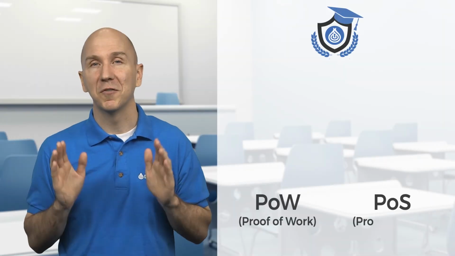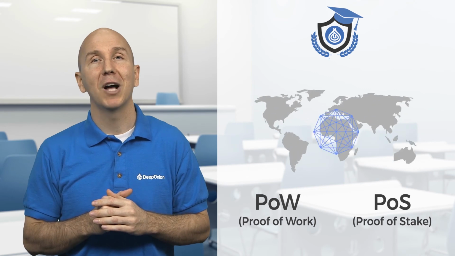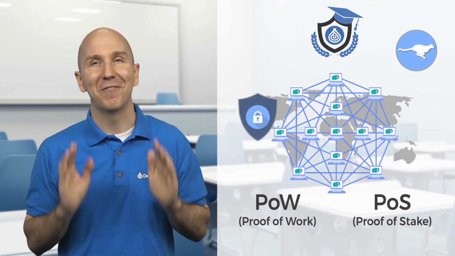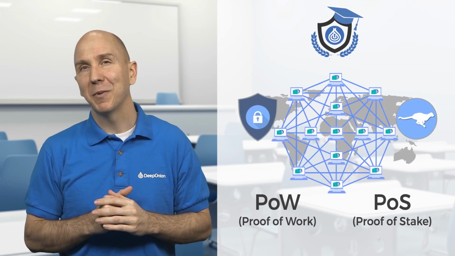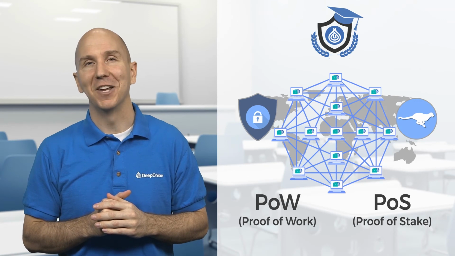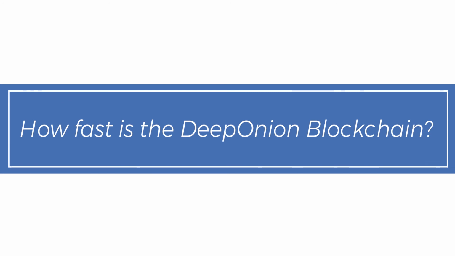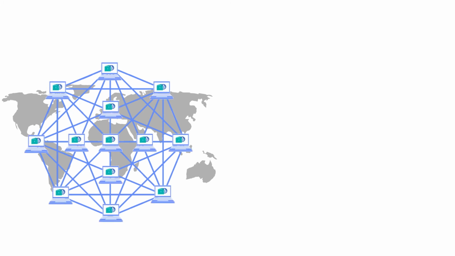Proof of work and proof of stake are helping the DeepOnion blockchain to be more secure and fast. These two topics will be covered in more detail in another video. How fast is the DeepOnion blockchain? As we have mentioned already, the DeepOnion blockchain is really fast.